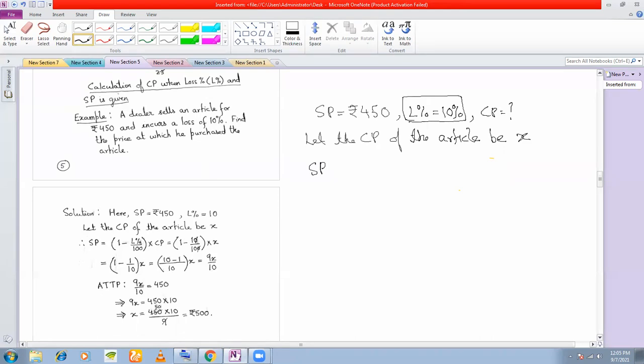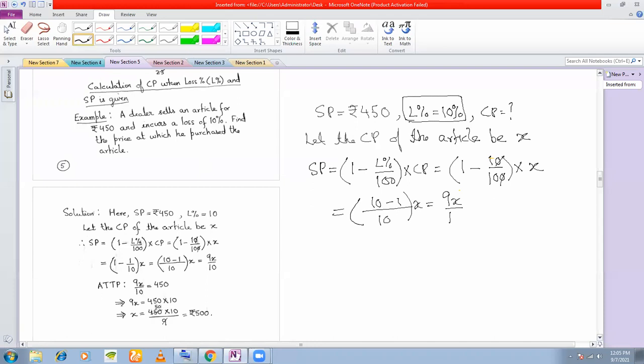So what should be the selling price? According to the formula, 1 minus loss percent by 100 into CP. Put the values here. 1 minus loss percentage is given to be 10. Divide by 100 into cost price. Cost price we have taken as X. So now you can take the LCM. 10 minus 1 into x, which you get as 9x by 10.